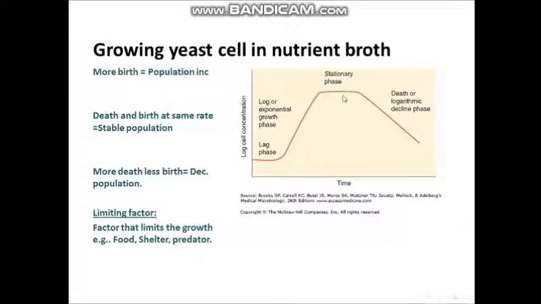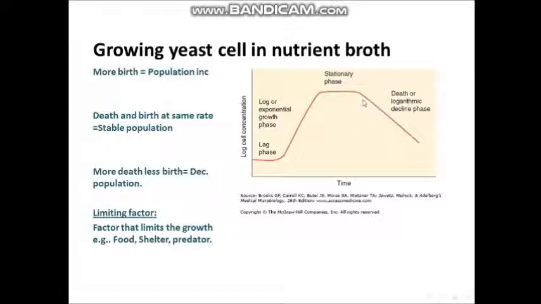Now we come on to the stationary phase. Stationary phase means the birth and the death rate are the same. So when birth and death rate are the same, the population remains stable. But here we have the death phase or decline phase. Death or decline phase means that now maybe the food is not enough, the nutrient broth is not enough for the reproduction to continue or for the cells to continue to grow, so the cells are now dying.